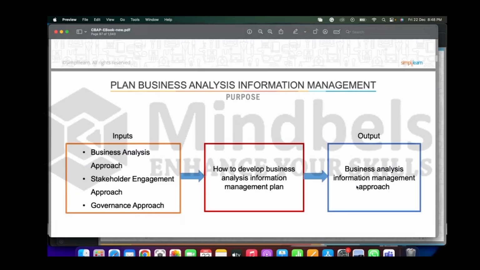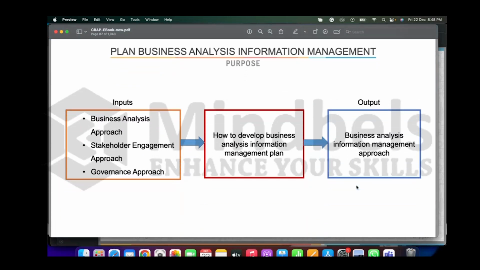Now, planning the business analysis information management, you will understand what the input and output are. The input: you need to understand the business analysis approach, the stakeholder approach, and the governance approach. Three approaches you have to identify. What is the output? The business analysis information management approach. The output is very simple. It has to make sure that you are meeting all three requirements of the inputs.